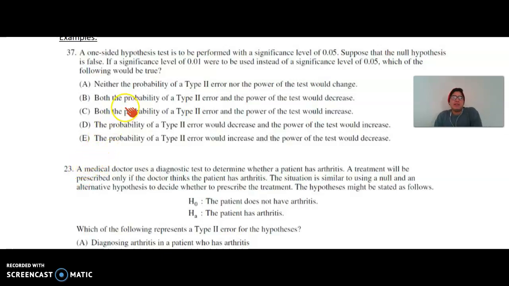But here we have a one-sided hypothesis test. It is performed with a significance level of 0.05. Suppose that the null is false, and we use a level of 0.01 instead of a significance level of 0.05. Well, we're decreasing the significance level, and that would result in a decrease in the power. And if I decrease the power, the probability of a type 2 error should increase. So the probability of type 2 will increase, and the power of the test will decrease.